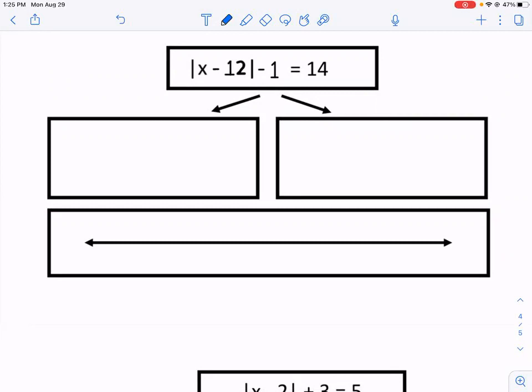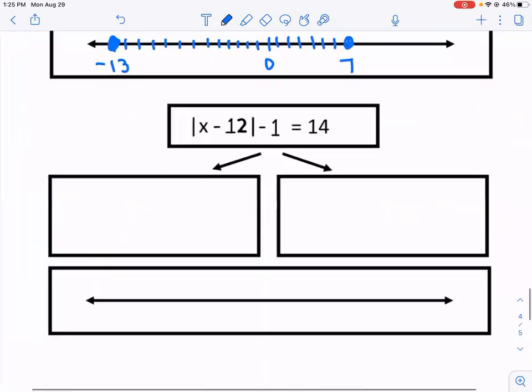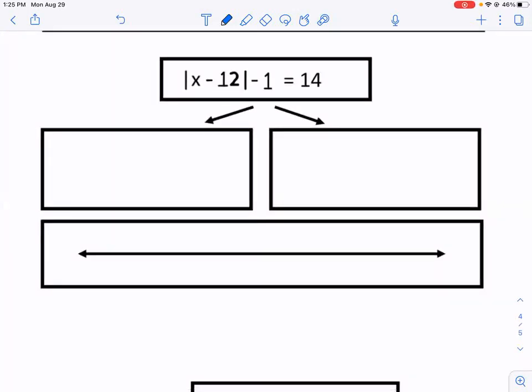I cannot split into two equations unless we have an absolute value equals a number. So before we can do our splitting into two, we're going to have to write this as the absolute value of x minus 12 equals 15. How did I get that? Because I took this one and I added it. So here, let's do this. The absolute value of x minus 12 equals 15.